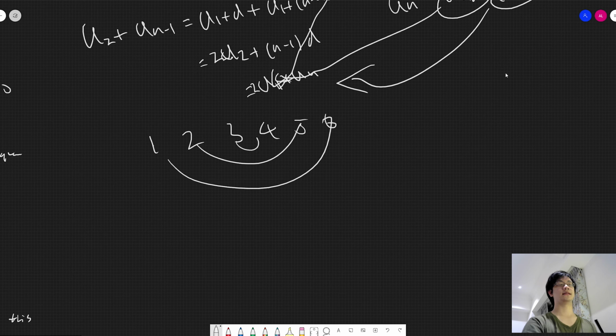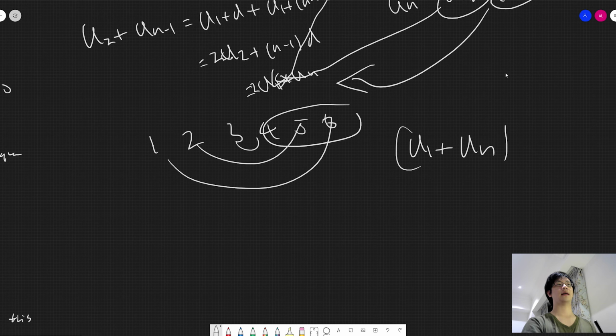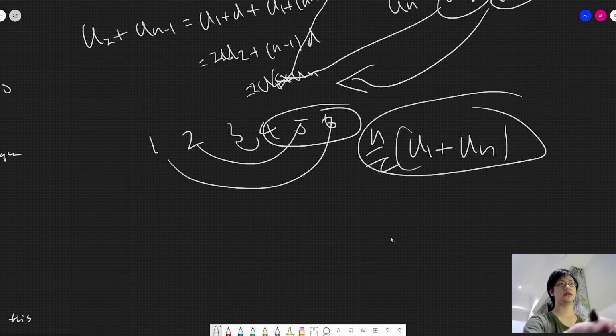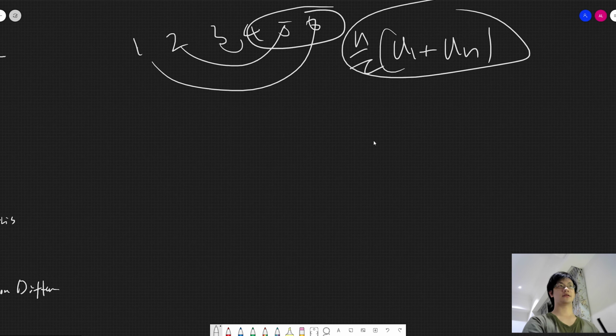So basically I paired these numbers up, and the first one adds to the last one, so u1 plus un, right, the last one. And then I'll have half of them because I have pairs, right? So it's halved. So n over 2. So this is the second formula. Right. Interestingly, this also works with an odd number of terms.